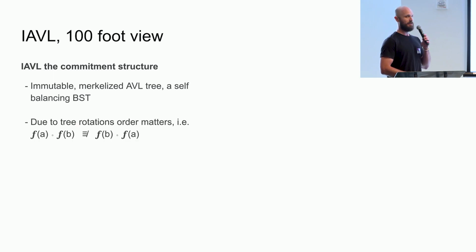Some interesting properties of an AVL tree present some challenges to performance that probably a lot of people here know about. Since an AVL tree is self-balancing, insertion order matters. You can't necessarily change the order in which you do sets and deletes. So that's what this is telling us. They're not always equivalent. That produces some unique challenges for concurrency and other things.